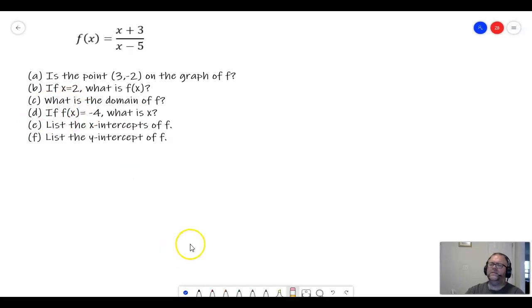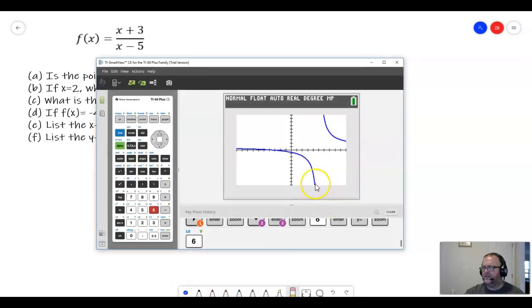So the first one is, is the point 3, -2 on the graph of f? So if I actually go back up to my calculator, I go to 3 here, and I go down, it looks like that point is actually a little bit closer to -3. So I'm going to really have to evaluate it to find out.